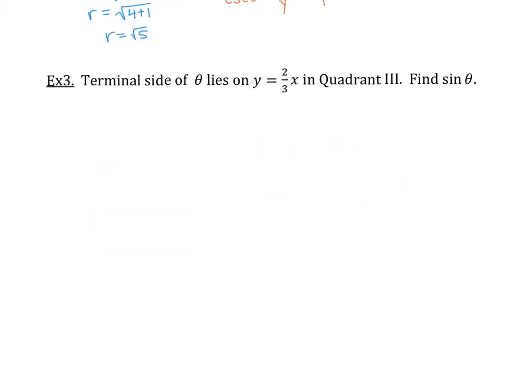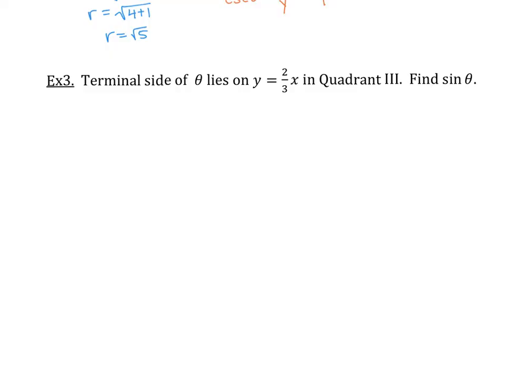Okay, for example 3, we're going to do the same type of thing. This is just another way they can give you the information. But my goal is going to be the same. I'm going to try to pull out an ordered pair because with an ordered pair, I can calculate any trig function I would like. Okay, so the terminal side of theta lies on the line y equals 2/3 x, and it is in quadrant 3. Find the sine of theta.